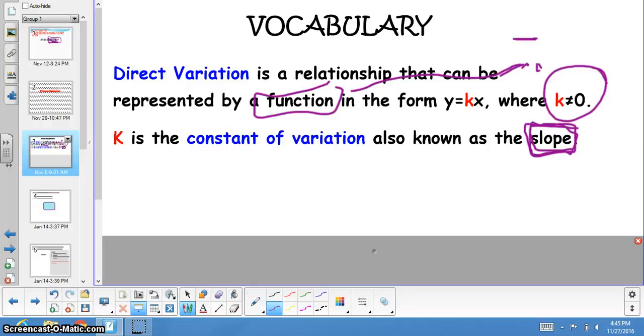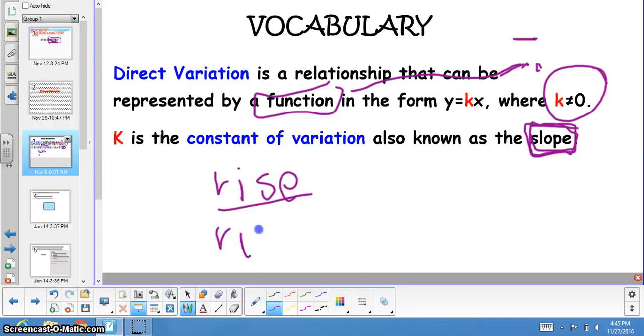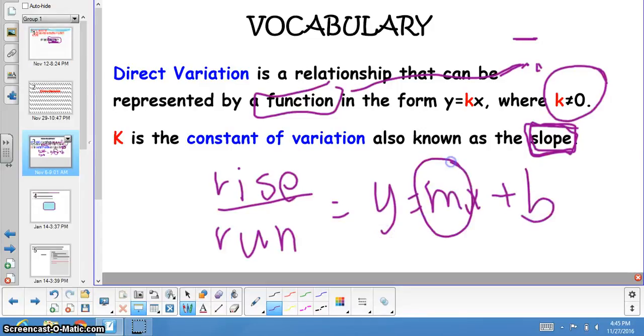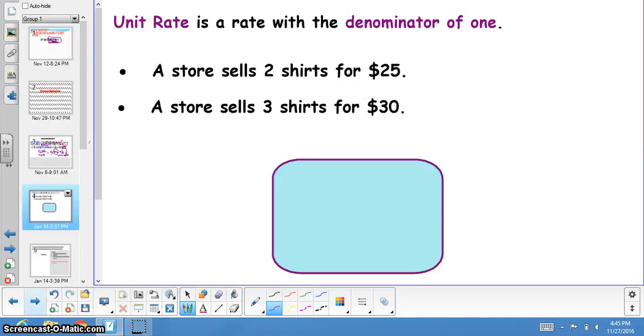And we talked about slope. Slope is rise over run. Slope in the equation is the letter m. Slope is also called the unit rate. There are a lot of words that represent slope. So continuing, unit rate is a rate with a denominator of 1.